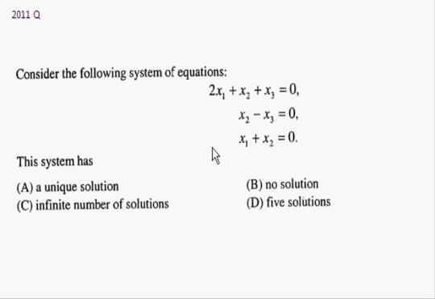This is the 2011 question, and the problem is the same. You are required to find the consistency of the equations. Here in this equation you see that the constant on the right side is 0. That means the rank of A will be equal to the rank of the augmented matrix. So you are required to find the rank of A. If the rank of A is 3, then it will have a unique solution. If it is less than 3, then there will be an infinite number of solutions. So I will try to find the rank of matrix A.